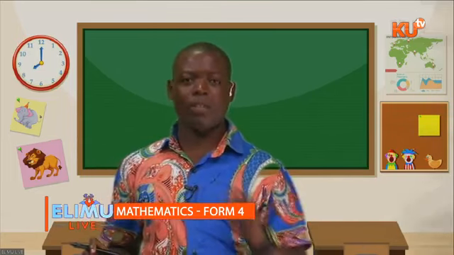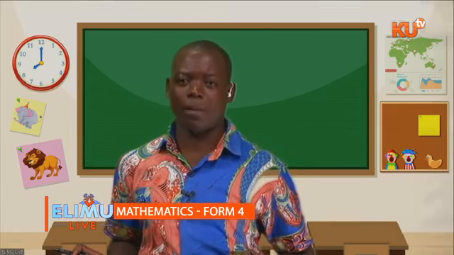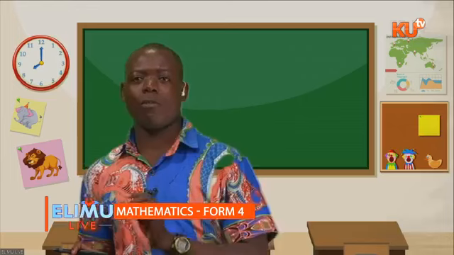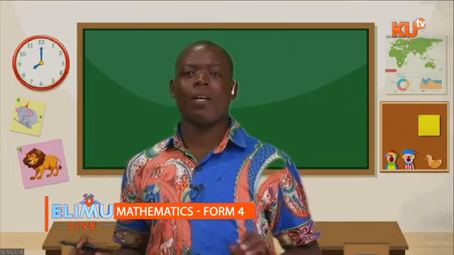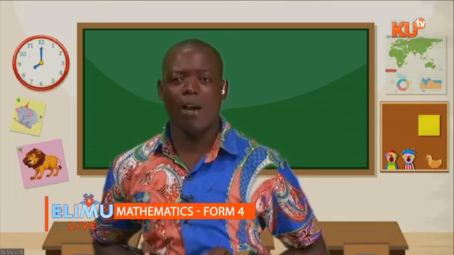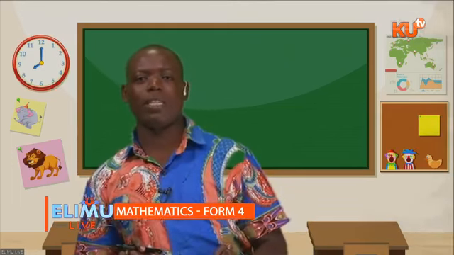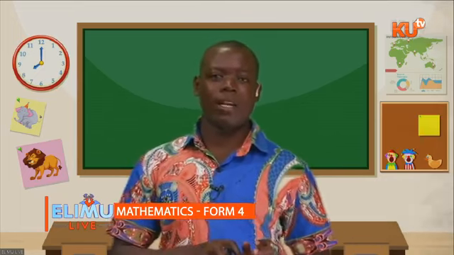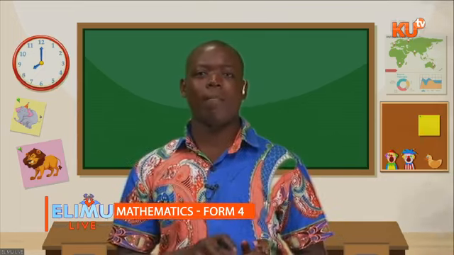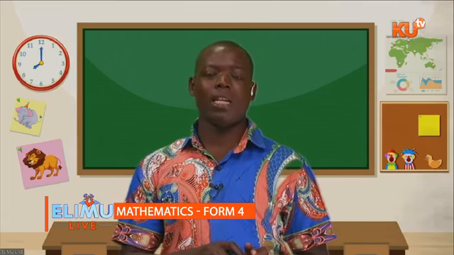So the topic that we are discussing is matrices and transformation. Now, the second part of it is transformation. So where are the transformations covered? Transformations are covered in Form 2. In Form 2, we have 4 transformations. That is reflection, which is covered in topic 6, rotation covered in topic 7, enlargement covered in topic 8, and then we have translation, which is covered in topic 20.